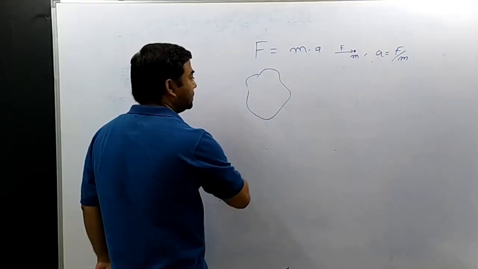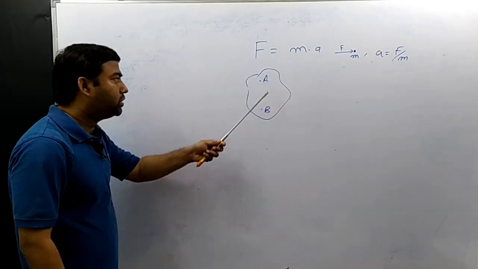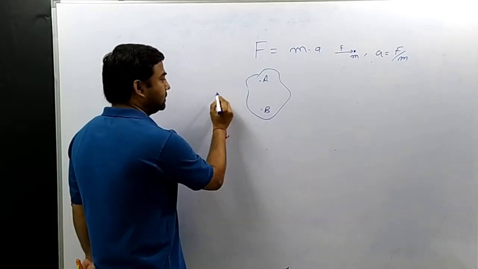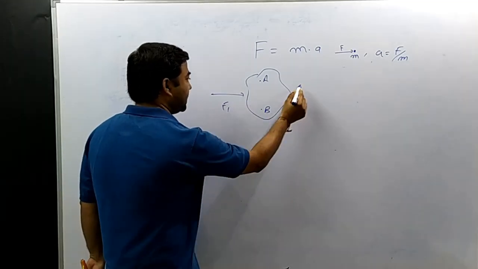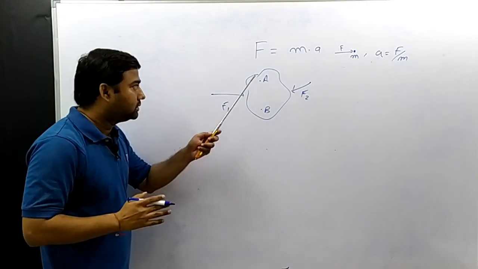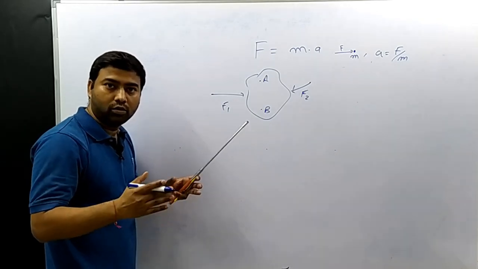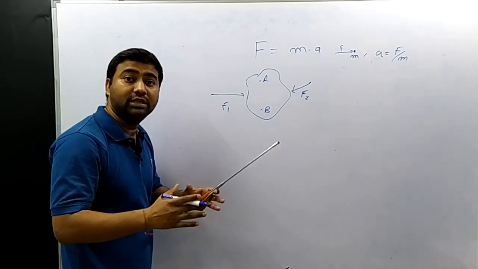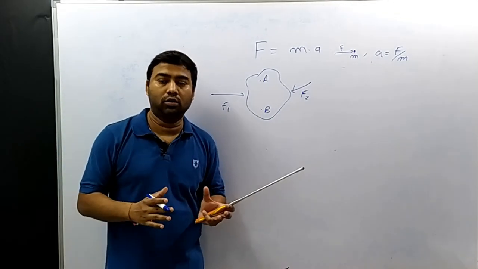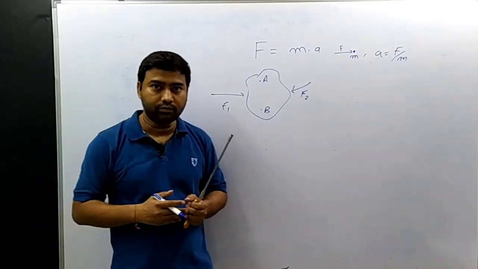Let it be a rigid body, and let there be two points A and B. A rigid body is defined as a body of continuous mass where, when different forces act on it, the distance between any two points on the body remains unchanged. The body doesn't deform at all. That is called a rigid body.